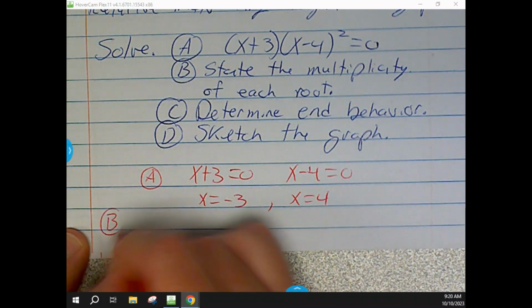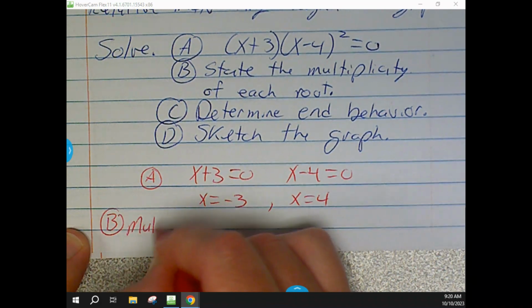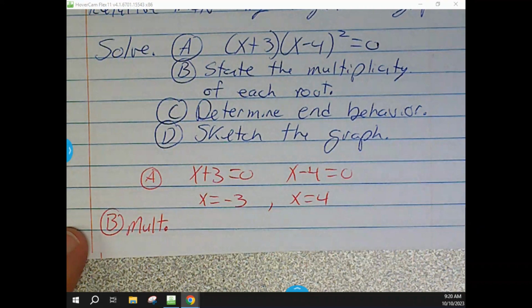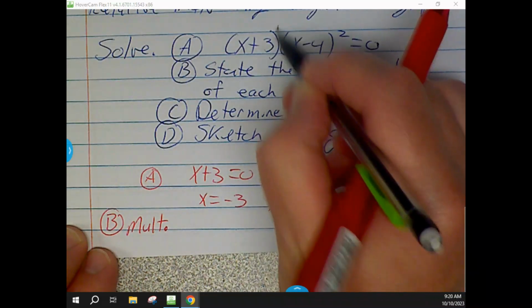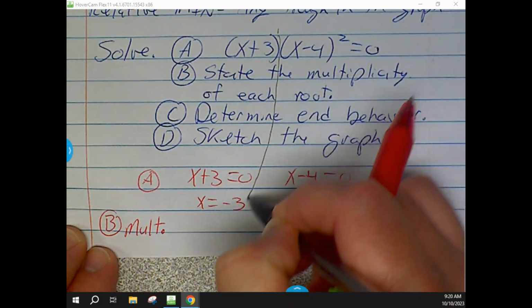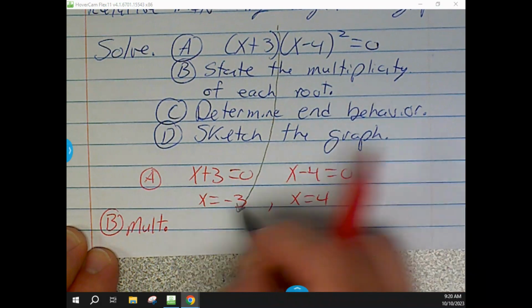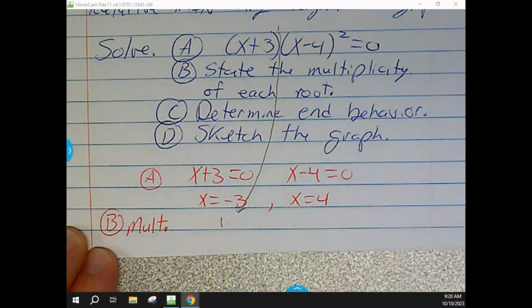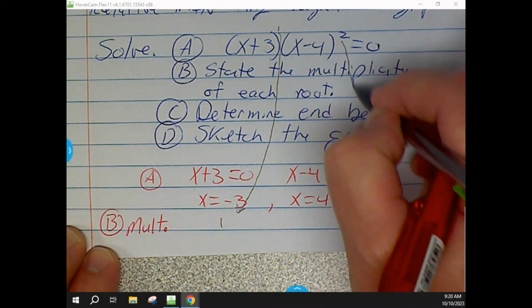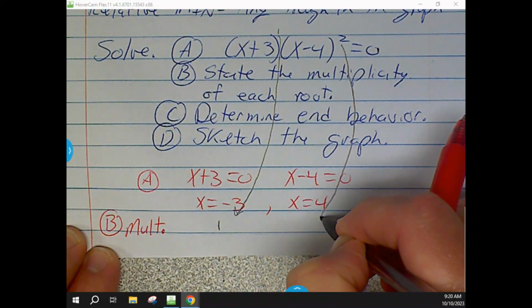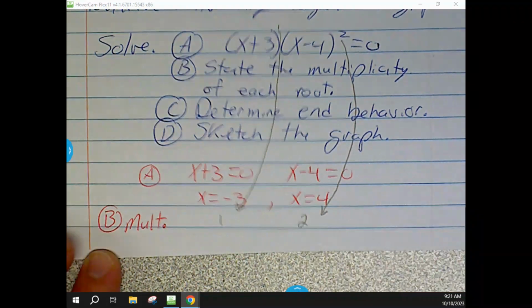All right, so for the B part, the multiplicity. And a lot of times you'll see me on these, I'll just put MULT with a period for short just because it speeds things up. This is the power that you've got on each parentheses. So in this case, this is x plus 3. Technically, it's to the first power. So x equals -3 has a multiplicity of 1. X equals 4 has a multiplicity of 2.